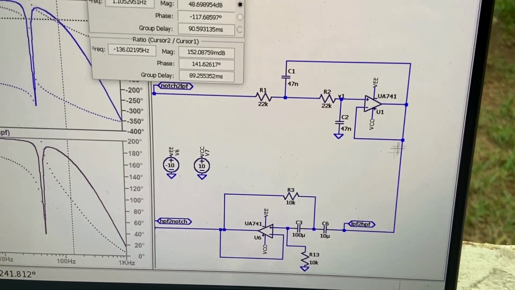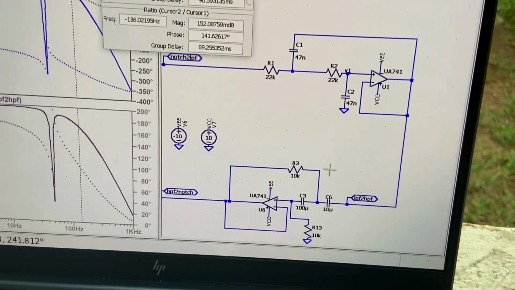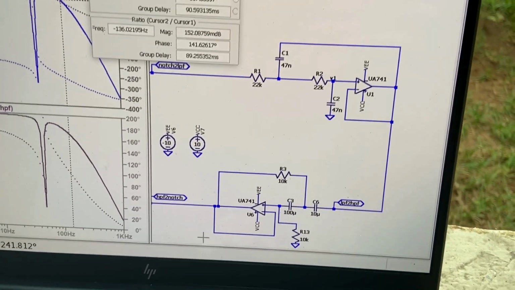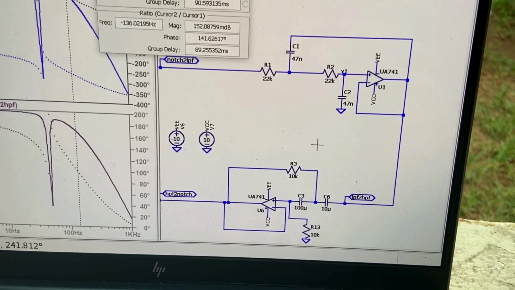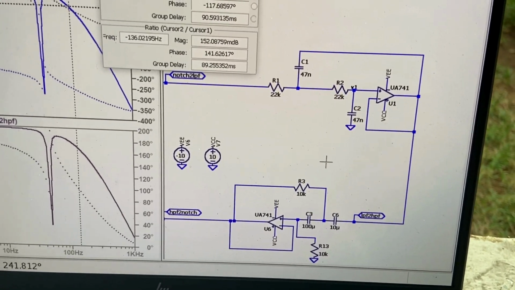Then we have the active second order high pass filter. The high pass filter has a cutoff frequency of 0.5 Hertz, ideally DC, because we want to eliminate all the DC noises in this particular case.